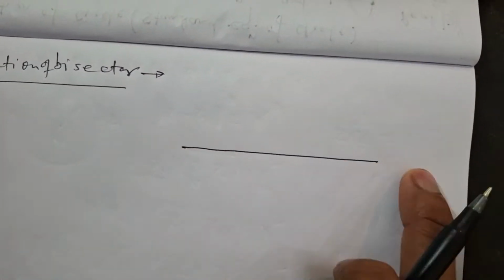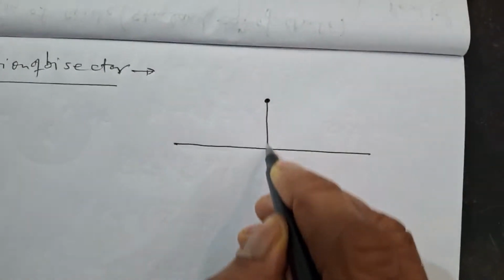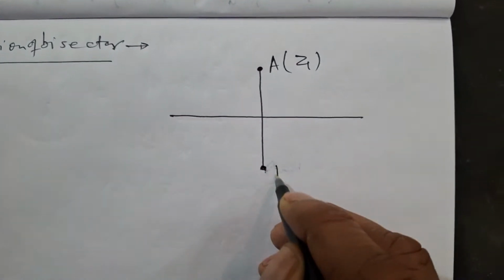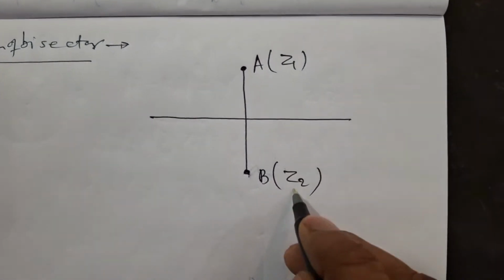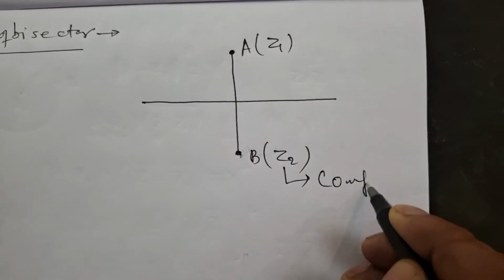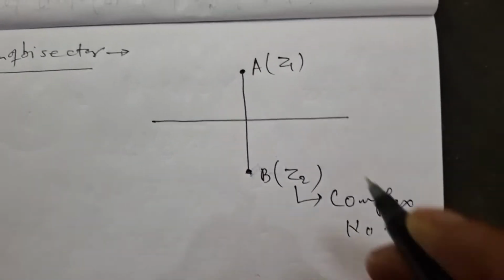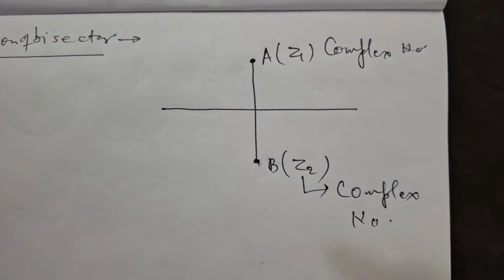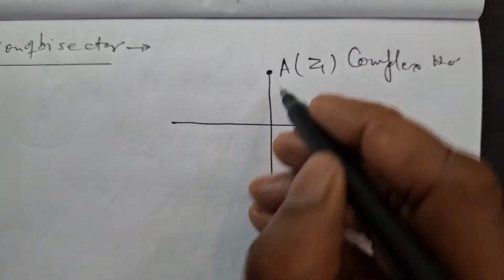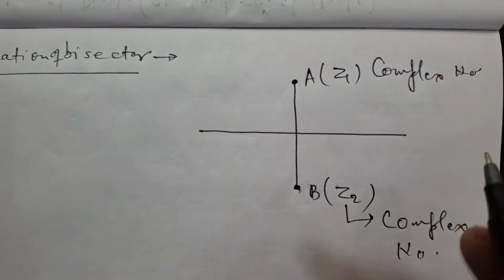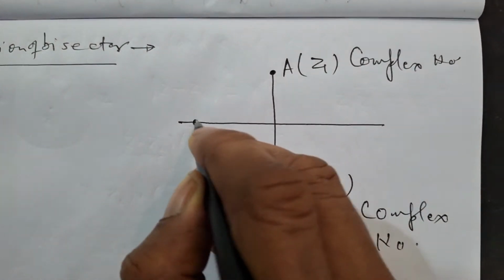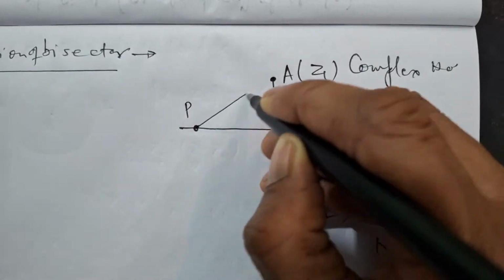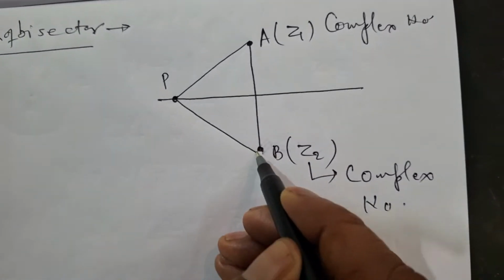This is a line, and suppose this is point A whose coordinate is z1, and this is point B whose coordinate is z2. This is a complex number, and this is also a complex number. We are discussing the equation of the bisector. So take any point on this line. Suppose this point P we are taking. Join this line, join this line likewise.